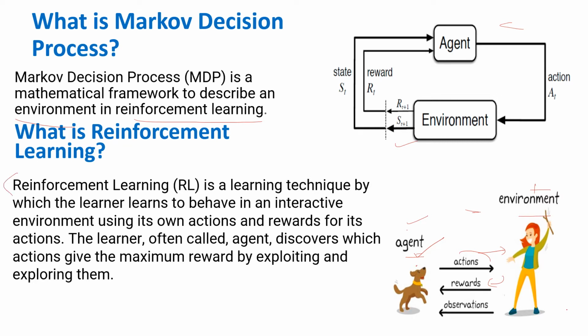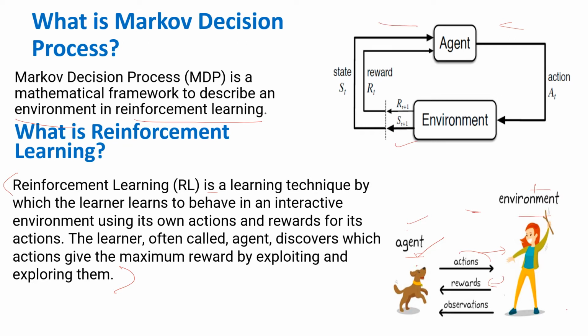Now we may understand the definition of reinforcement learning. Reinforcement learning is a learning technique by which the learner learns to behave in an interactive environment. The environment keeps on interacting with the agent with respect to the action it is showing to the environment, through the rewards it gives back. The learner is often called the agent, which discovers the actions by getting the maximum reward. So the agent is supposed to get the maximum rewards from the environment, through which it is going to align its action and achieve its goal. That's the crux of reinforcement learning.